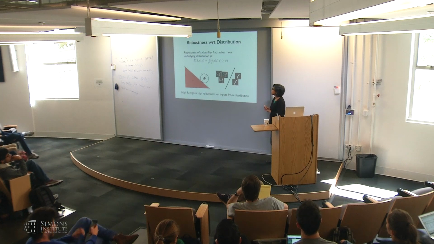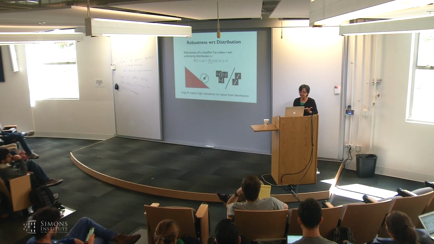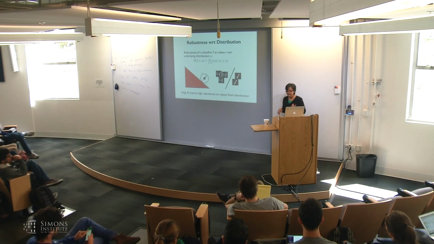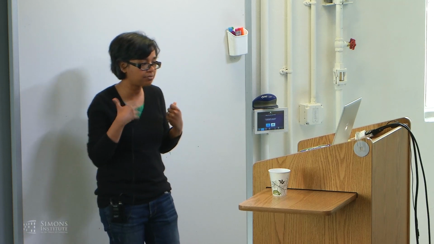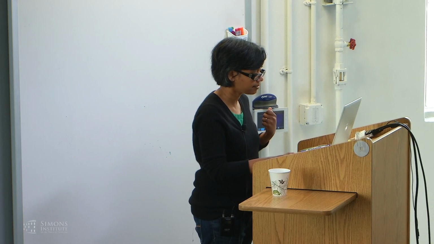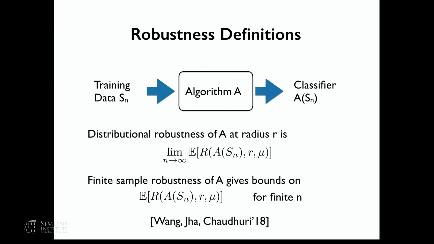So the robustness of a classifier at radius r with respect to this underlying distribution is basically the fraction of points at which the robustness radius is greater than or equal to r. And a high value of r here implies high robustness on inputs from this distribution.